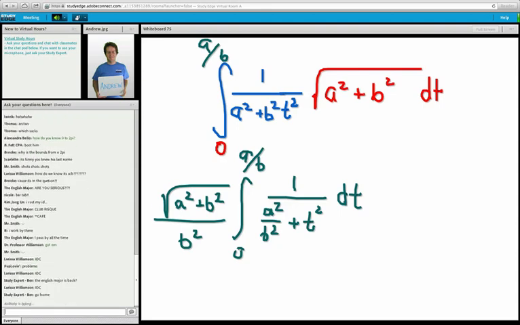So 1 over a squared. Yeah, the English major's back. Actually, I'm pretty happy about that. Nice. He was pretty cool. 1 over a squared over b squared plus t squared.